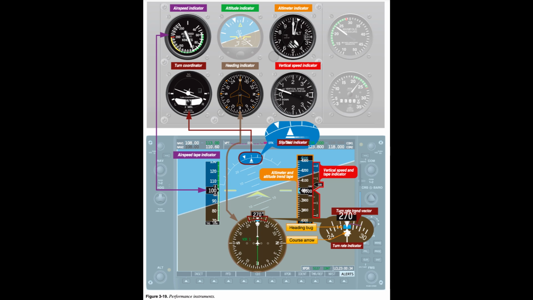The speed of the aircraft can be referenced on the airspeed indicator. The altitude can be referenced on the altimeter. The aircraft's climb performance can be determined by referencing the VSI. Other performance instruments available are the heading indicator, angle of attack indicator, and the slip skid indicator. Figure 3.19. End of page 3-12.